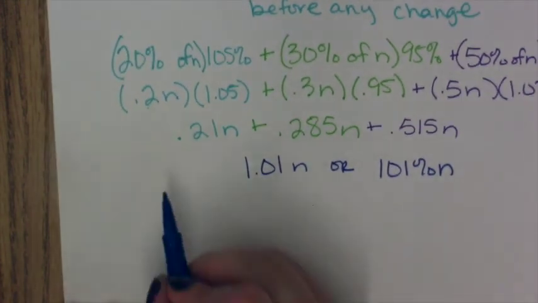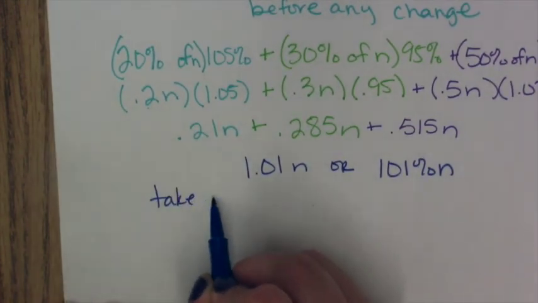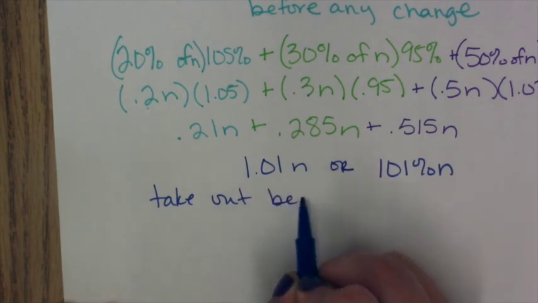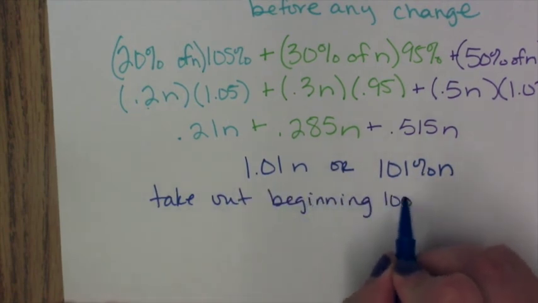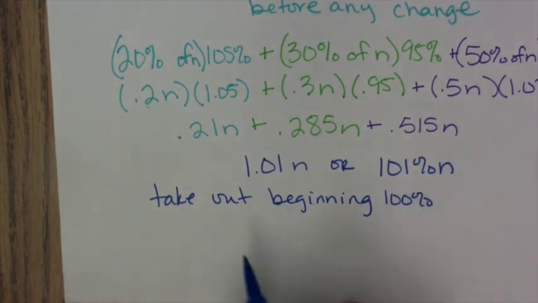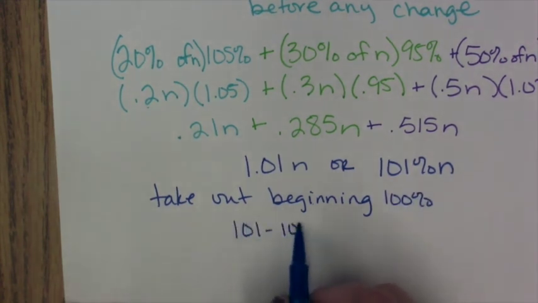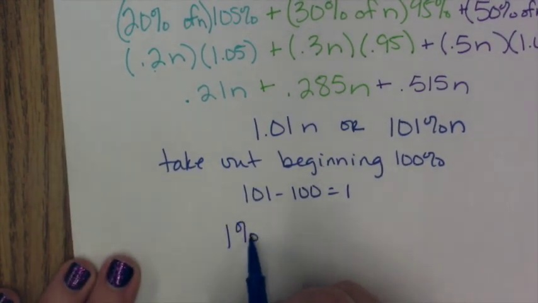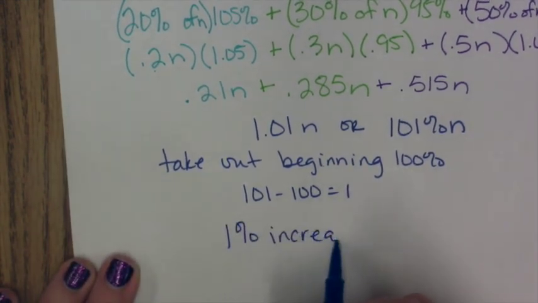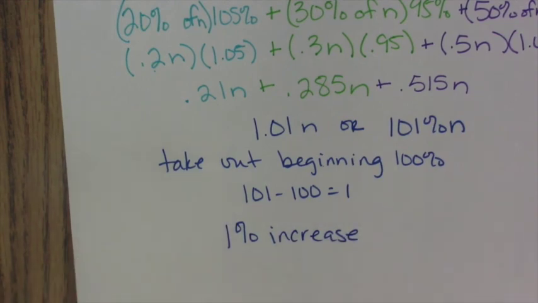So again, we take out the beginning 100%, or our beginning whole. So 101 minus 100 is left with 1. So she had a total of 1% increase for all of her investments.